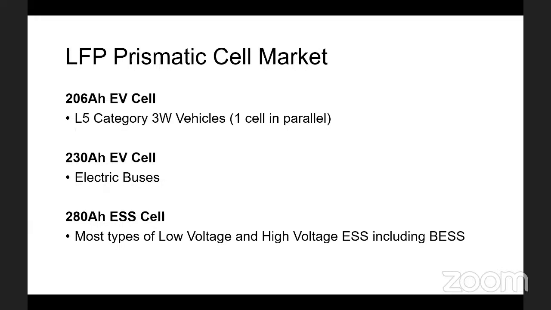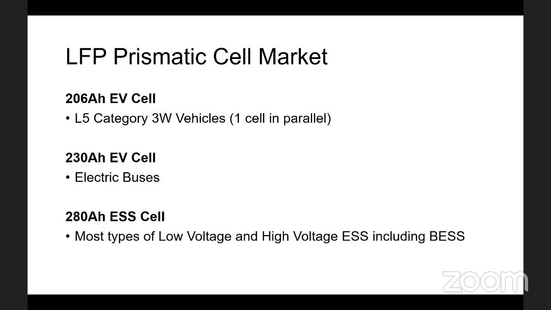LFP prismatic cell 206 is just entering the market, especially for the L5. Like I previously said, people are using 2 into 100 Ah in parallel. Now 200 Ah is being tested to go into one cell in parallel configuration. It is always preferred that you have fewer cells in parallel for a better system architecture. So this is one of the reasons why two-wheelers who were using 6 Ah LFP are shifting to 15 Ah, like I was talking about, the 33140. So for a 30 Ah pack, where you'd have to use 5 cells, now you can just use 2 cells.